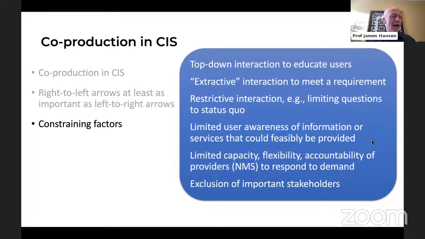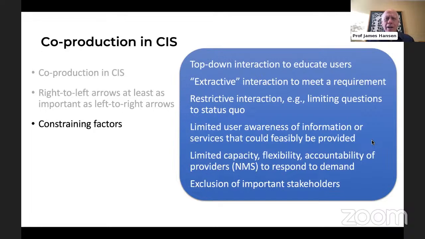Extractive interaction. So this can happen if a development funder funds a project and has a mandate that there's, for example, a stakeholder consultation workshop. If the institutions who are involved do it just because they have to, but don't really have any intention of changing how they provide the services, it may not do anything. The users may recognize that they're basically being used to check a box. Restrictive interaction, if the questions are asked in a way that limits user input, then it's not effective.